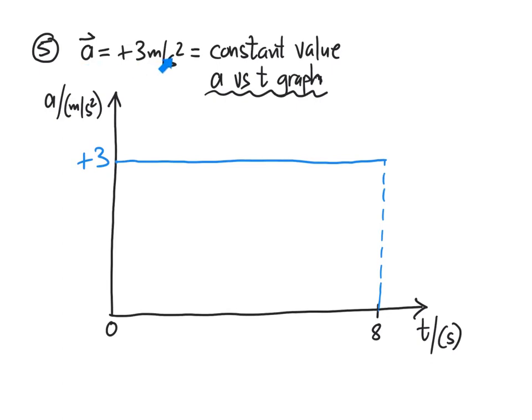But the acceleration is 3 meters per second squared, and it's a constant value. So over the 8 seconds, the acceleration never changed. It was 3 meters per second squared. Now, I'm going to say it again. The acceleration didn't change, but that doesn't mean that the velocity didn't change. The velocity was continually changing at a rate of 3 meters per second. So the acceleration versus time graph is actually a horizontal straight line graph. It's actually a very simple graph. And that is why I was confident enough to give it to you, even though we hadn't done it in the previous video.